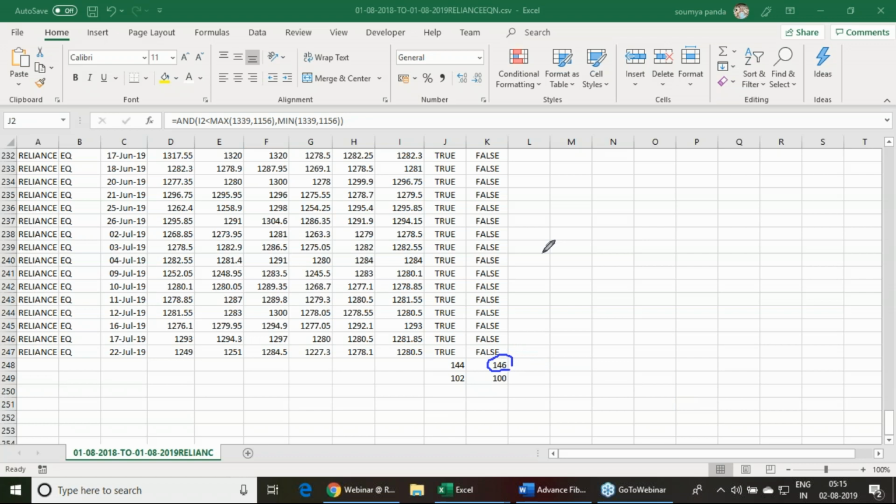If you see that out of 247 days, there are 144 days here and also 146 days here. So you can say there is a small gap of days, 144 and 146.